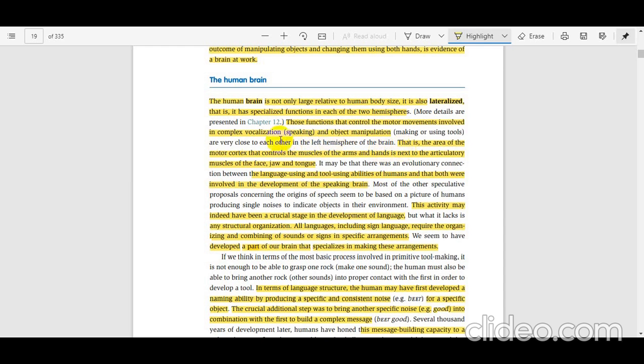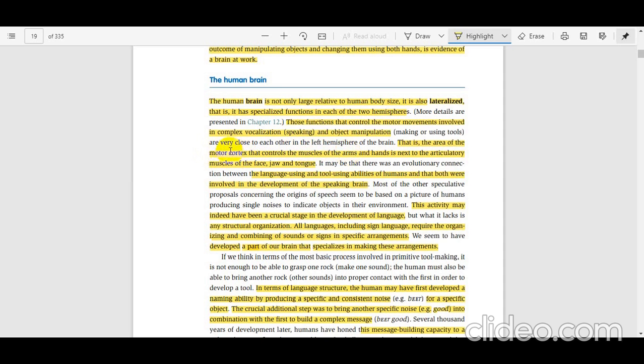That is, the area of the motor cortex that controls. Now, in between these two hemispheres, we have an area, and this area is called the motor cortex. The motor cortex is responsible for controlling the muscles of the arms. Now, we are able now to move our arms or hands, or even we can make some facial expressions, and we make our own gestures. But these, as muscles, are controlled by what is called the motor cortex.